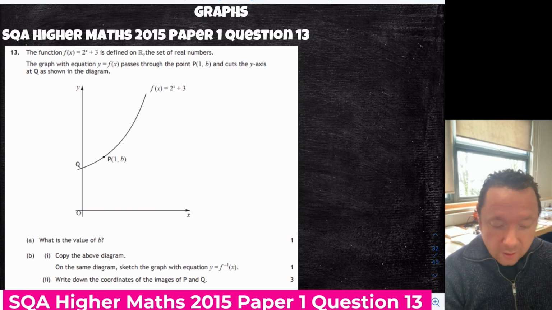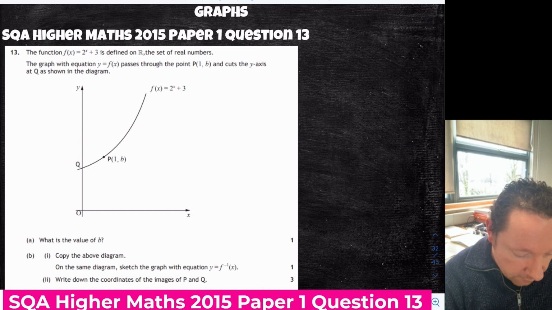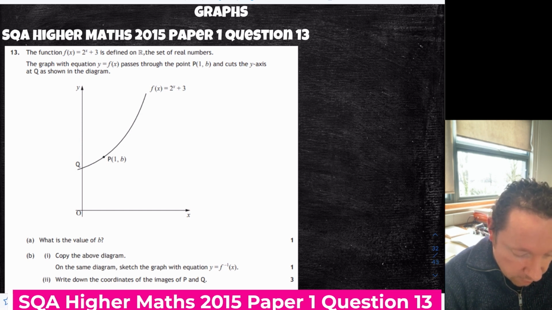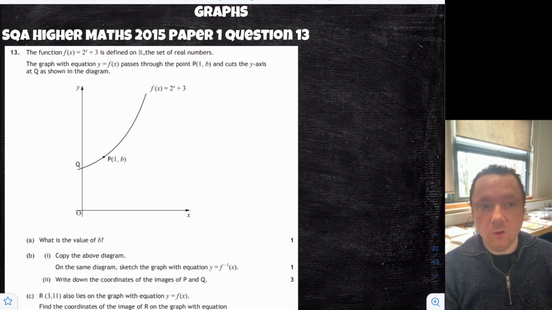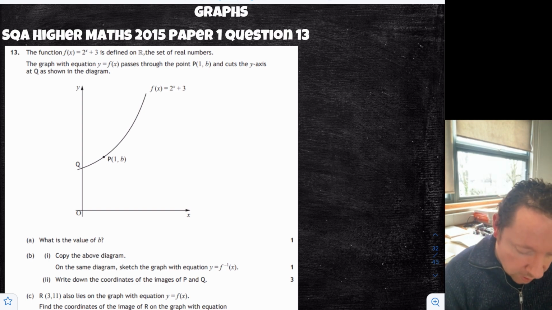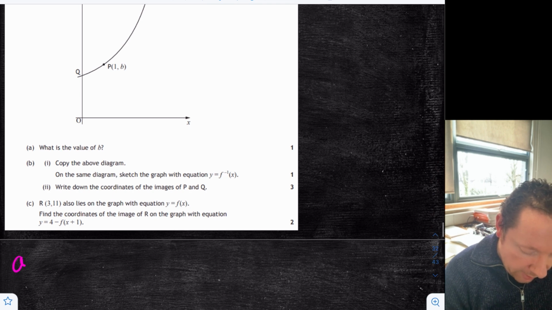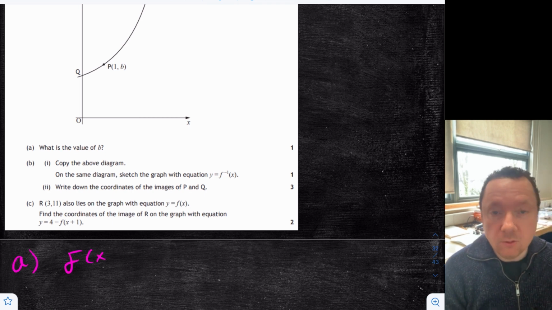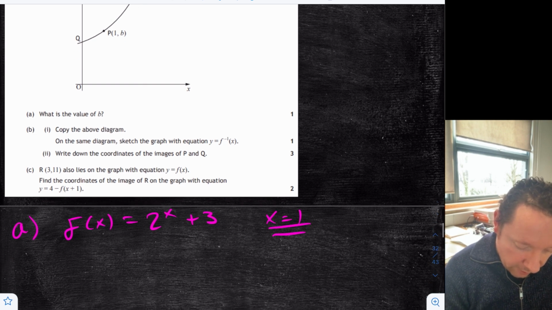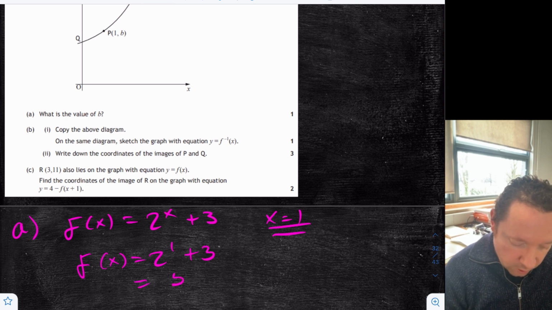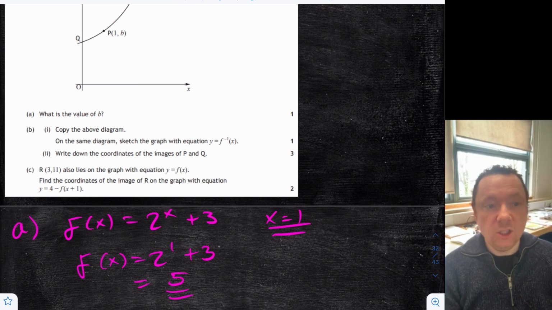Logarithmic graphs, SQA Higher Maths 2015, paper 1, question 13. The function f of x is 2 to the x plus 3, defined on R, the set of real numbers. The graph of y equals f of x passes through (1, b) and cuts the y-axis at Q as shown. What is the value of b? Well, it passes through (1, b), so I can just sub 1 in. For part A, f of x is equal to 2 to the x plus 3. At x equal to 1, f of x equals 2 to the power of 1 plus 3, which is 2 plus 3, which is 5. So b equals 5.